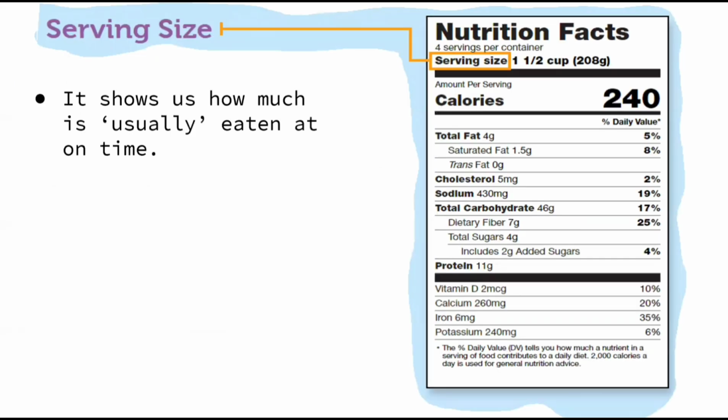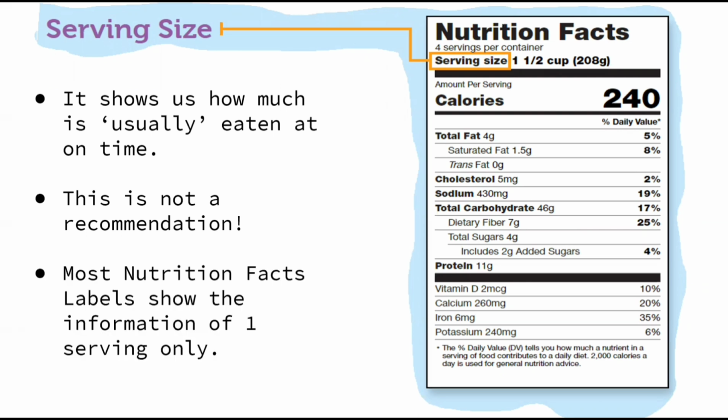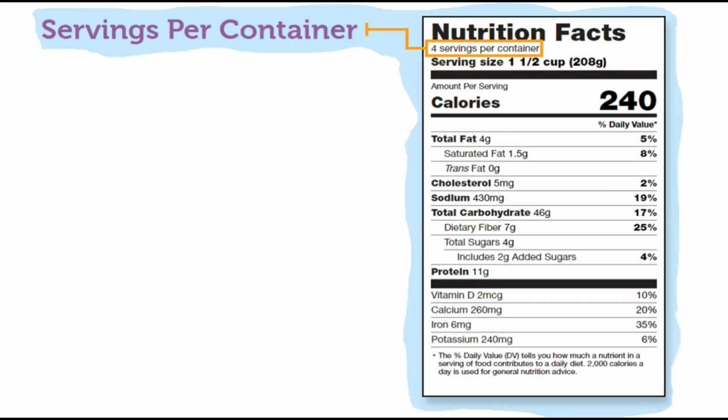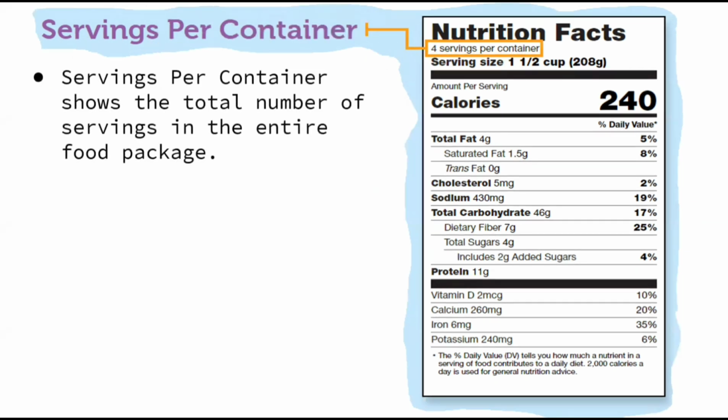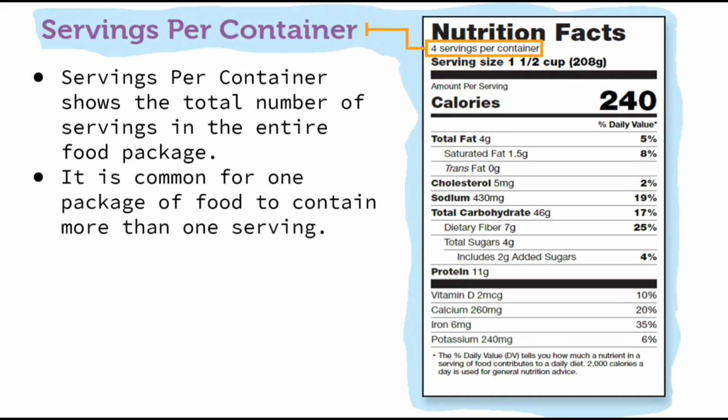The first thing you need to be looking at is the serving size, the amount of food that most people typically eat at one time. People should adjust the amount of food they eat based on calories and nutritional needs. The serving size is a guide rather than a recommendation of how much to eat. The nutrition information listed on the nutrition facts label is usually based on 1 serving of the food. Servings per container shows the total number of servings in the entire food package or container. It is common for one package of food to contain more than 1 serving.